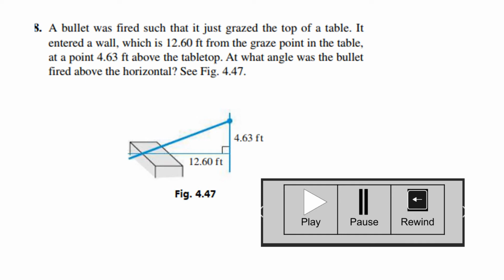A bullet was fired such that it just grazed the top of a table. It entered a wall which was 12.6 feet from the graze point in the table at a point 4.63 feet above the tabletop. At what angle was the bullet fired with the horizontal? And there's a picture. Please pause, do the problem, and come back for the solution. I'm back to discuss your solution.